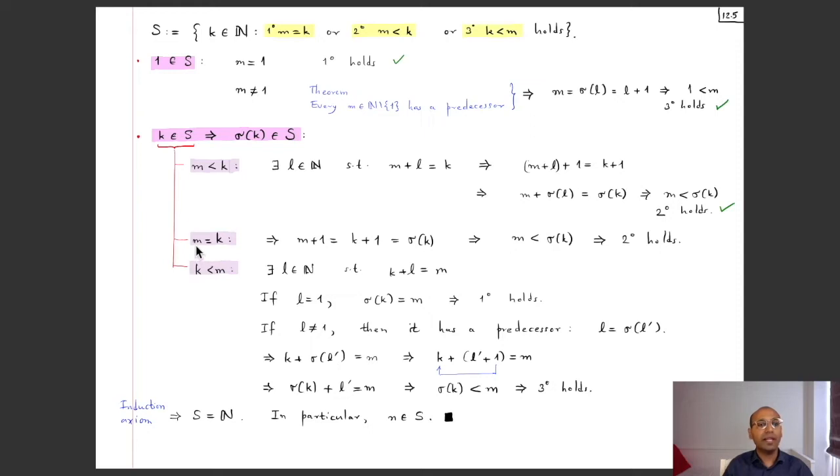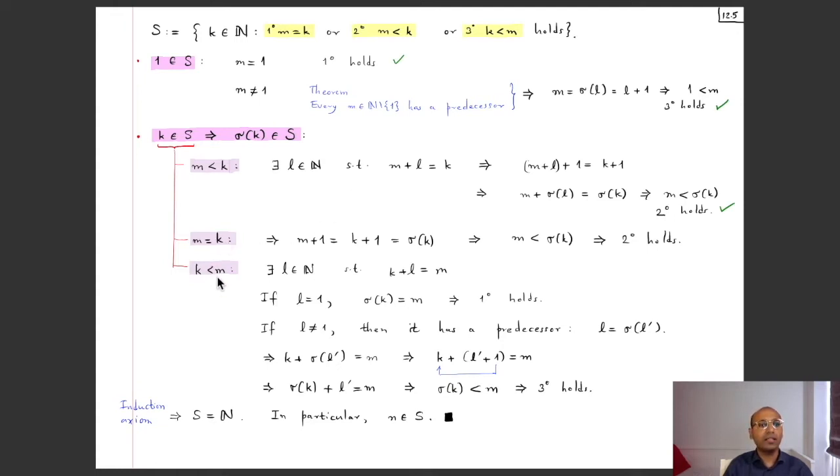Now let's suppose that m is equal to k. Well, again, let's add 1 to both sides. So you get m plus 1 is k plus 1. K plus 1 is nothing but the successor of k. So to this m, I have to add 1 to get sigma k. So m is strictly less than sigma k. So we are in case 2 with sigma k replacing k. So in this case also we are done.